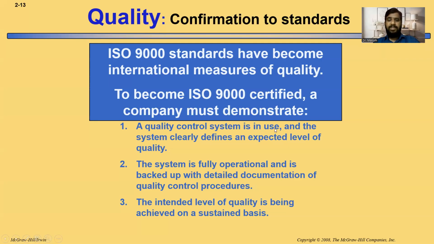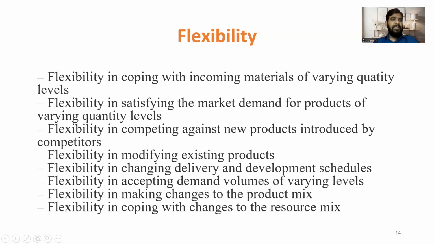A quality control system is in use, and the system clearly defines an expected level of quality. The system is fully operational and is backed up with detailed documentation of quality control procedures. The intended level of quality is being achieved on a sustained basis. This is known as the quality certification. And the definition of quality is conformance to standards. And flexibility is coping with incoming materials of varying quantity levels.